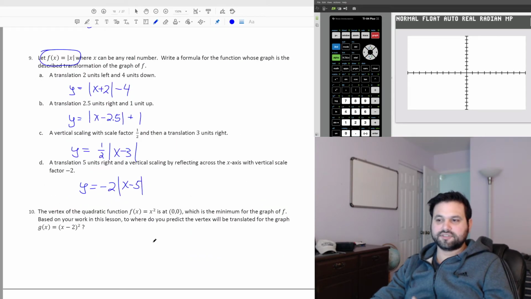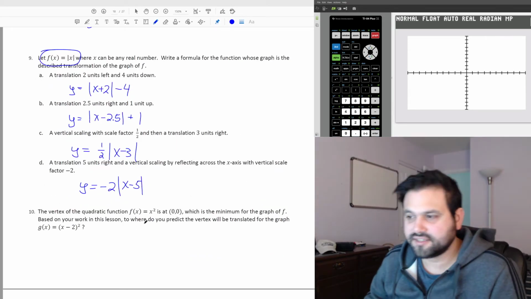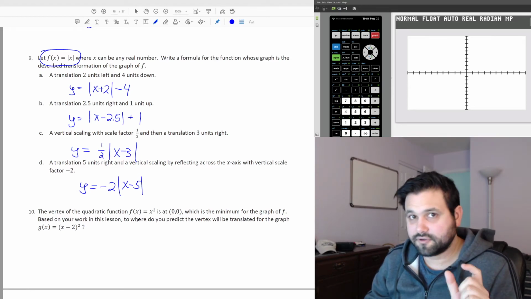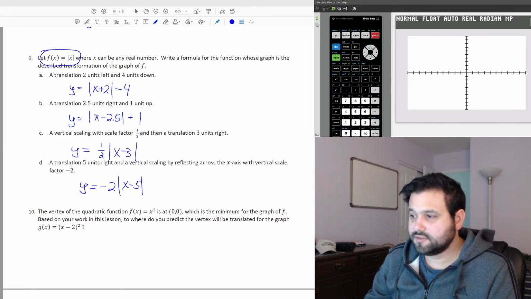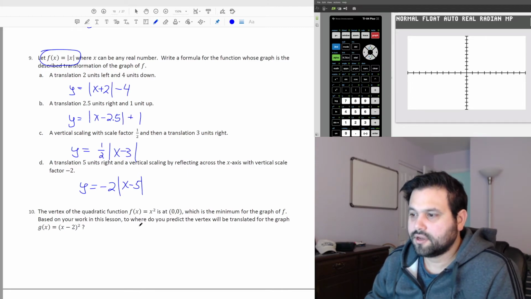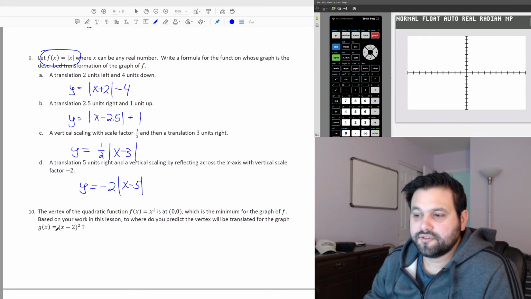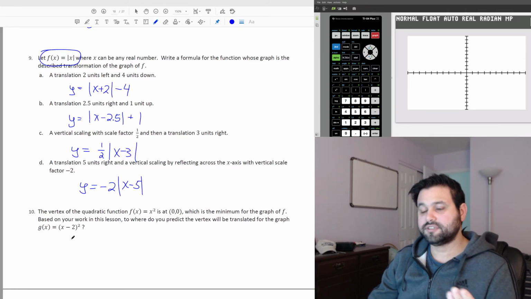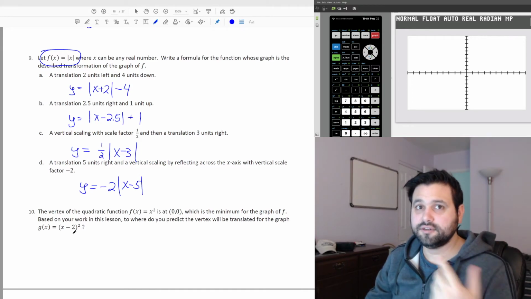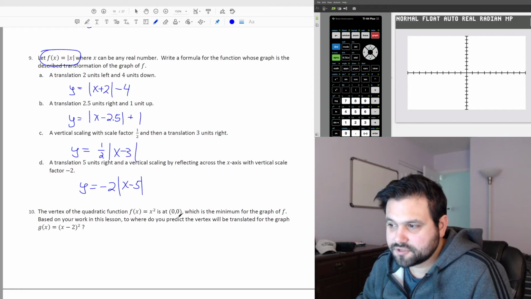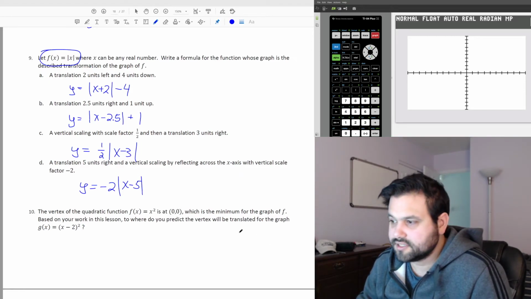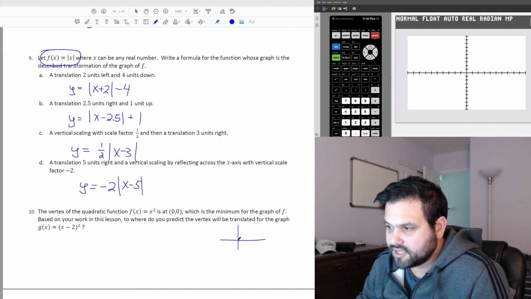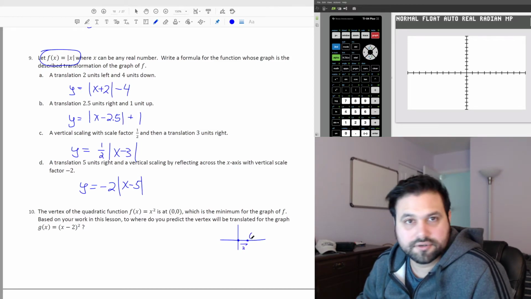So number 10 says the vertex of a quadratic function, f of x equals x squared, is at 0, 0. It's giving the coordinates of a point, which happens to be the minimum of the graph. Okay, based on your work, where do we predict the vertex will be for this new function that's the same function, but it's been shifted? How has it been shifted? It's been shifted to the right 2 units. Well, that just means we're going to take this point and shift it to the right 2 units. And if we think about that, a point at 0, 0 being shifted to the right 2 units is going to make the coordinates of that. What's the coordinates of this new point?